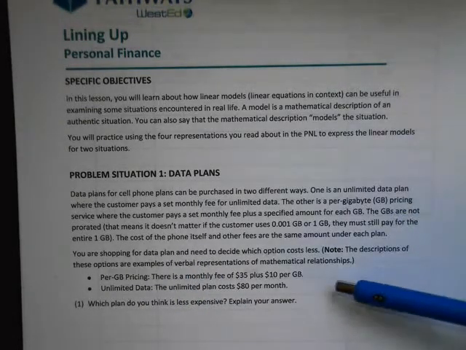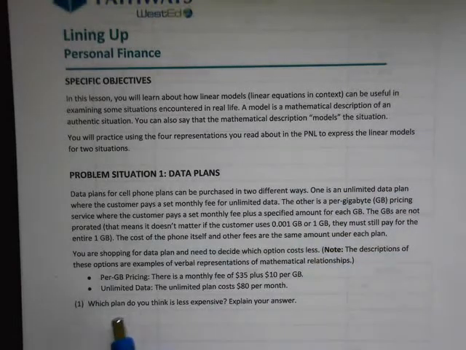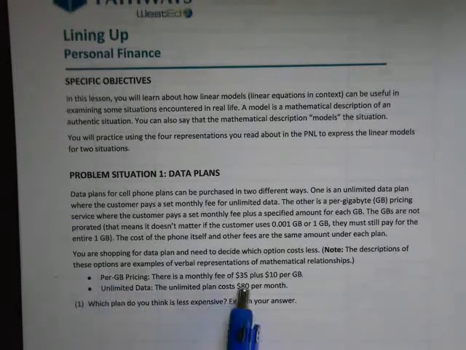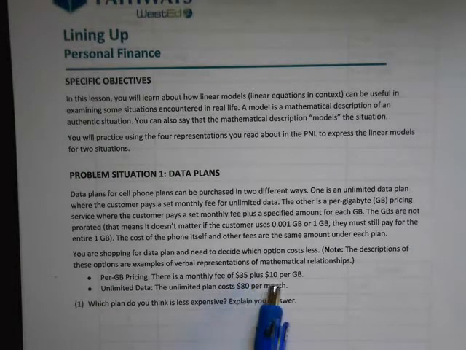So this is how the plans are outlined. You have an unlimited plan where you pay $80 per month, doesn't matter how much you use. And then the price per gigabyte, they say this is $35 plus $10 per gigabyte. And the question is, which plan do you think is less expensive?